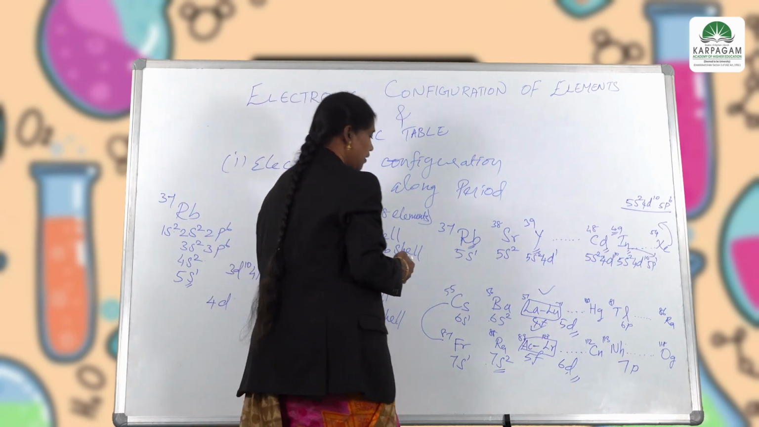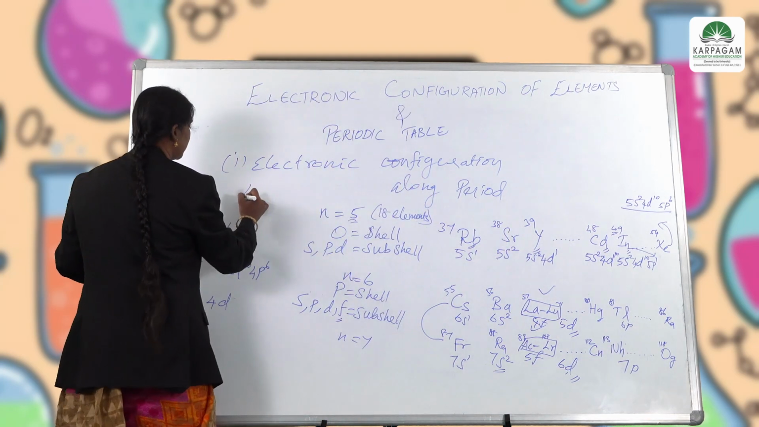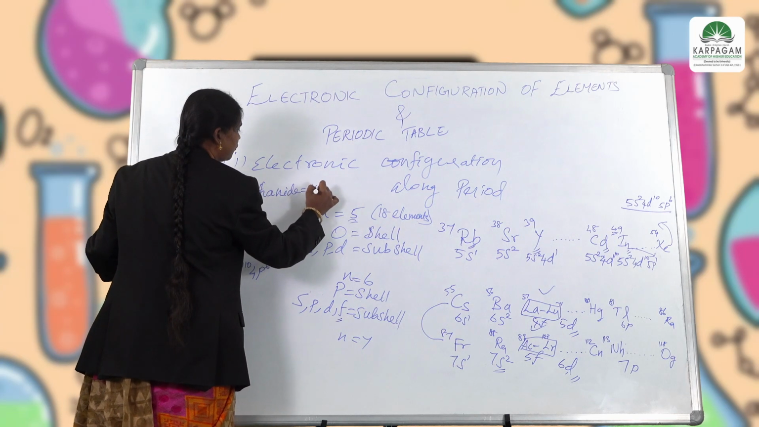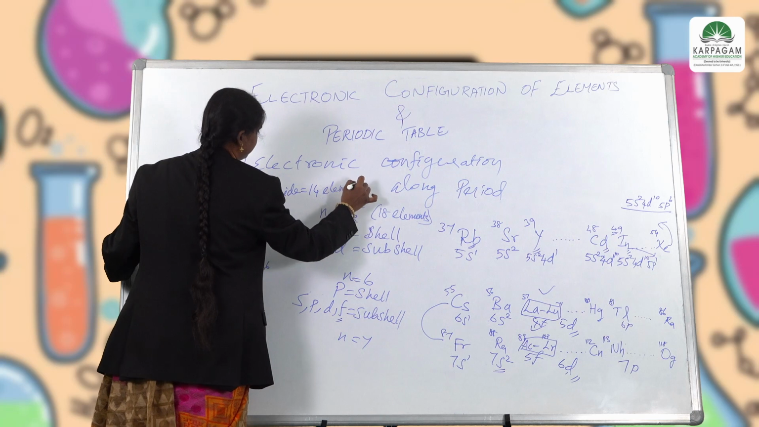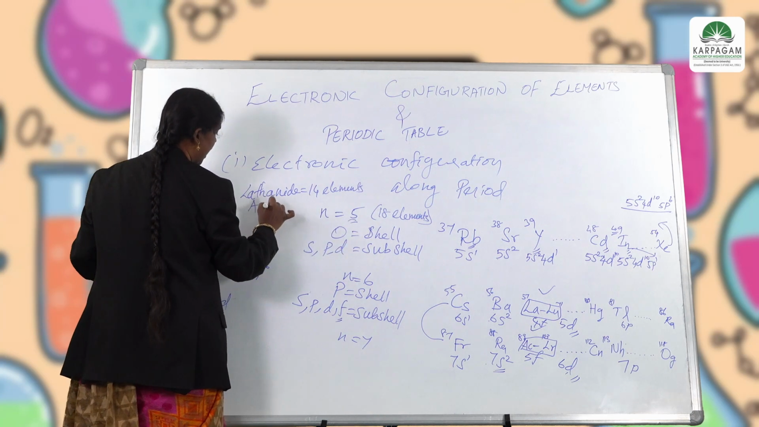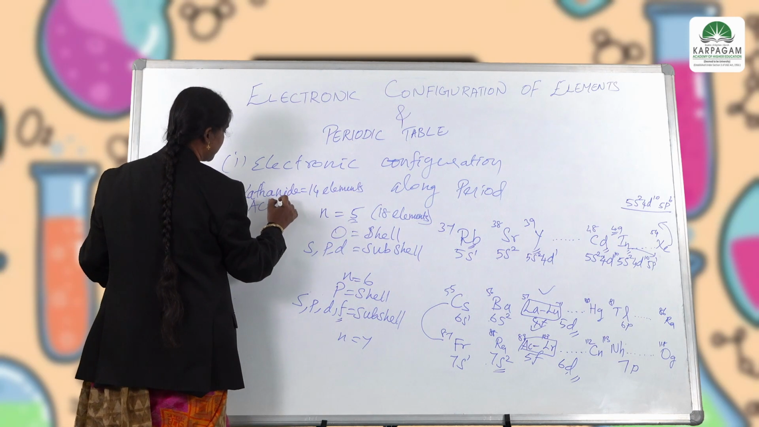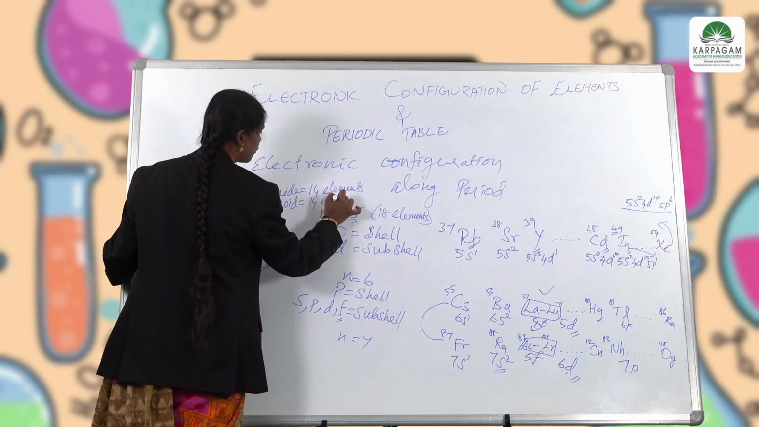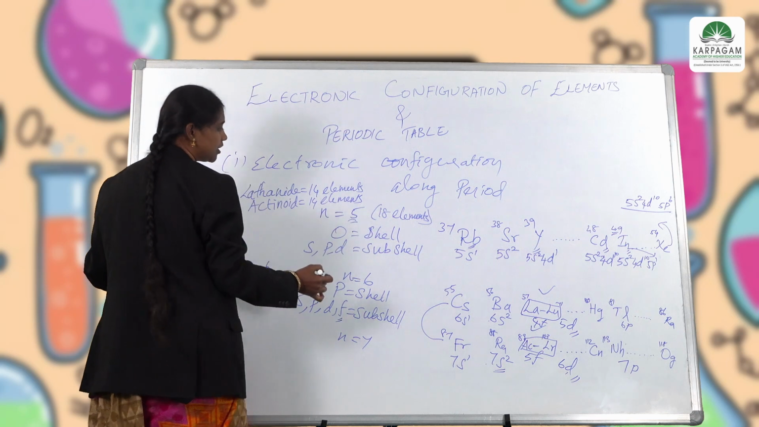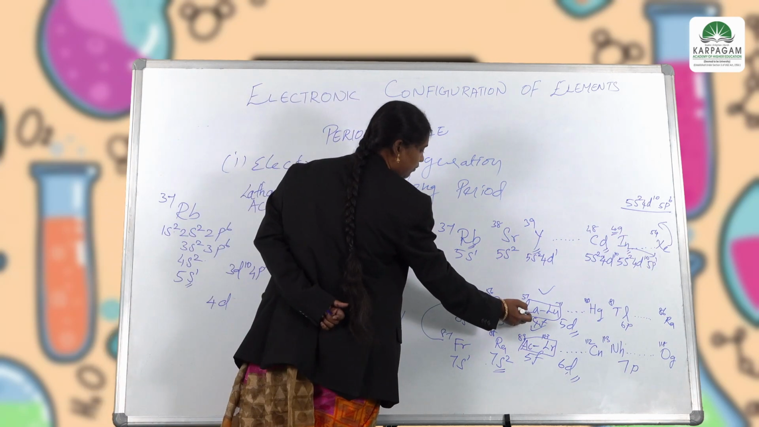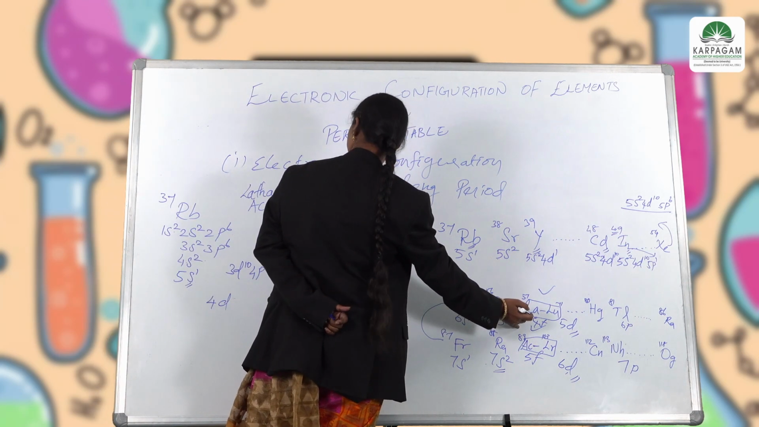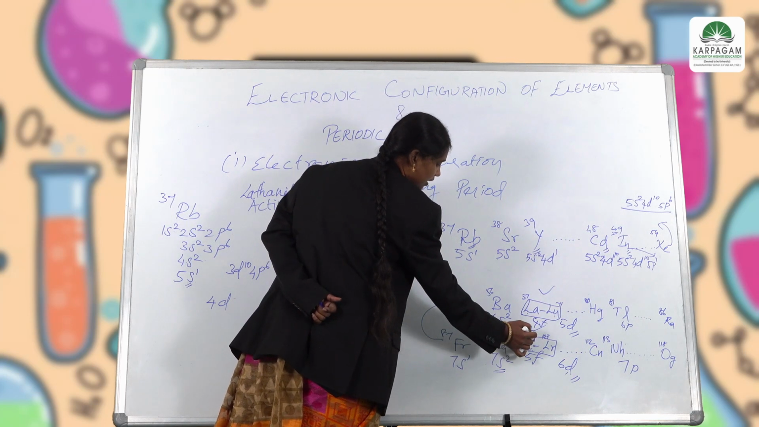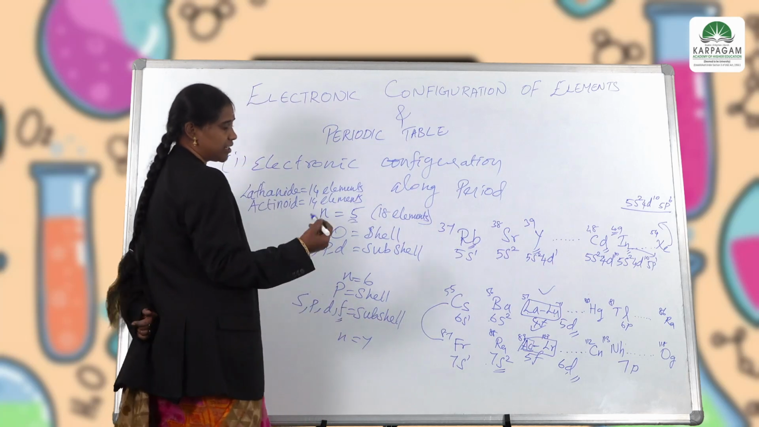Here for the lanthanide series, totally 14 elements are there, and the actinide or actinoid series also has 14 elements. What that means is, the elements from lanthanum to lutetium, and the actinide series starting from actinium to lawrencium.